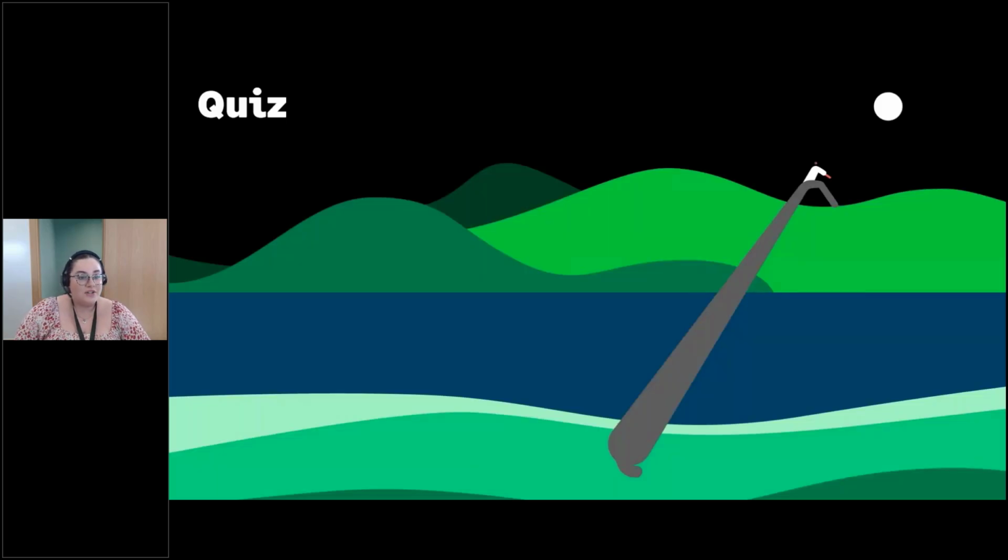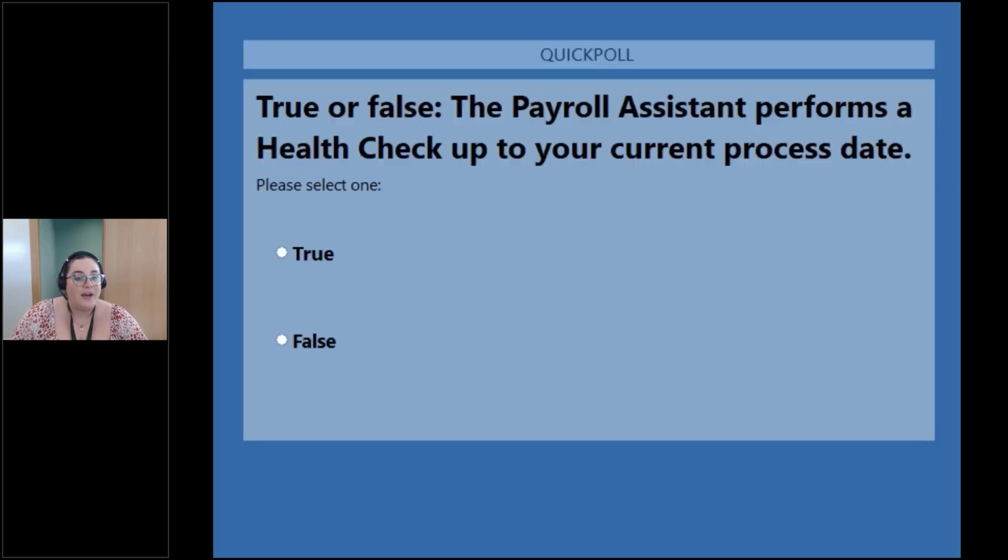Great, so on to question number 2. And this one is a true or false. Just launching that now. So question number 2, true or false? The payroll assistant performs a health check up to your current process date. Is that true or is it false? The payroll assistant performs a health check up to your current process date. True or false?